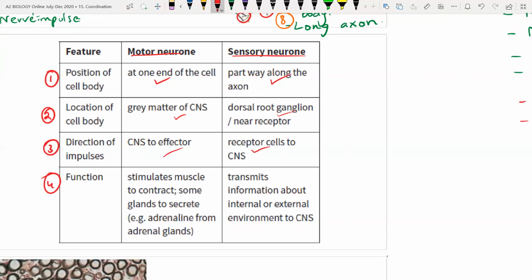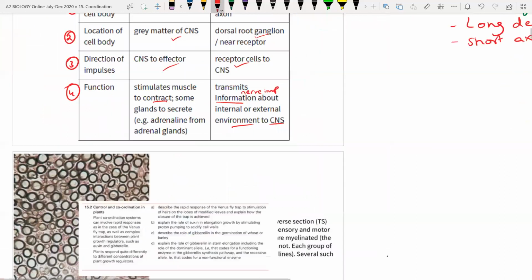And function is motor neuron stimulates the muscle to contract, basically the effector, and sensory transmits information, well, the nerve impulse, from the external to the central nervous system. Yeah, आपको इंशाल्लाह notes में मिल जाएगा table, so you don't need to get worried about that.